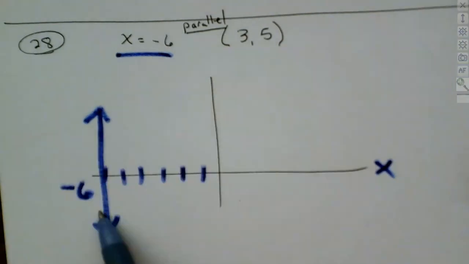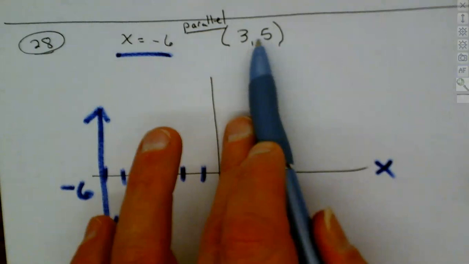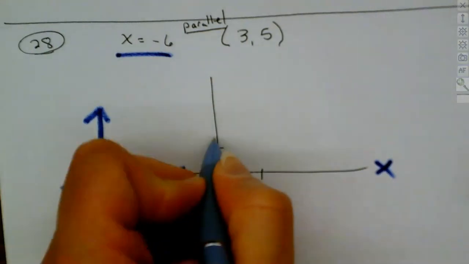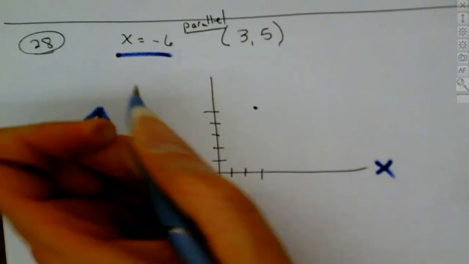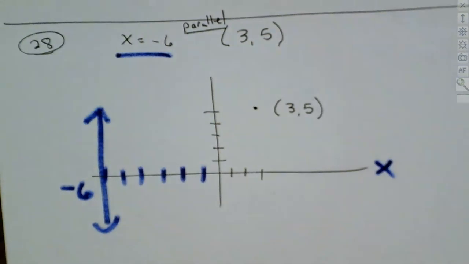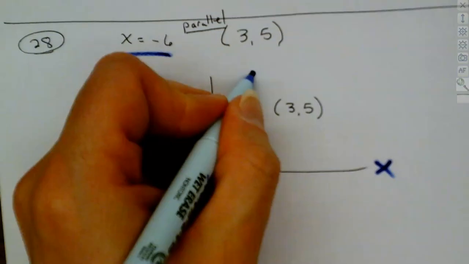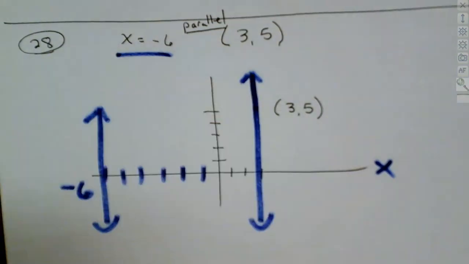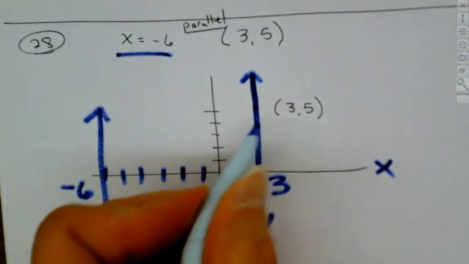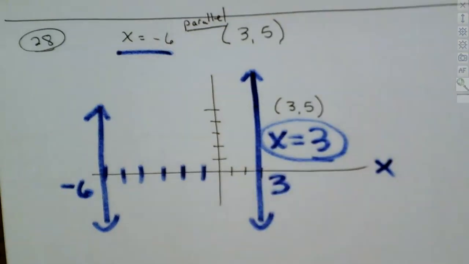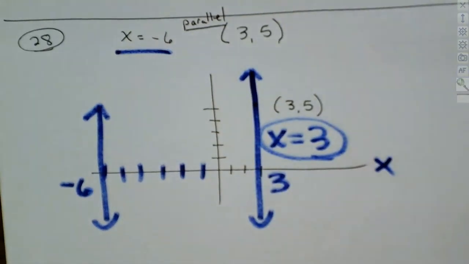Okay? Where's our point at? Well, this is our line here. Where's our point at? 3, 5. Let's find that point 3, 5. Okay, there's our point 3, 5. Now, I want it to never cross the other line. The only way that can happen is if it's another vertical line. Right? And vertical lines are x lines. So this one would have the equation x equals what? 3. And that is it.